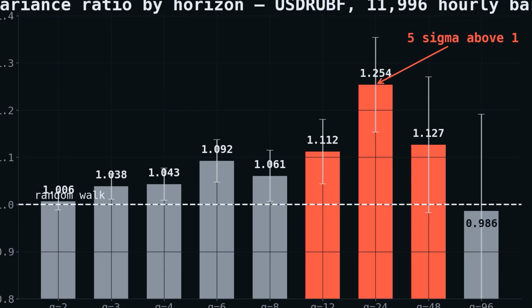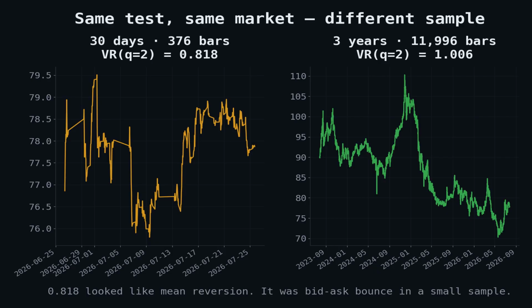The half-life of mean reversion comes out at 2,893 bars. For a strategy holding positions for hours, that number means there is no mean reversion at all.